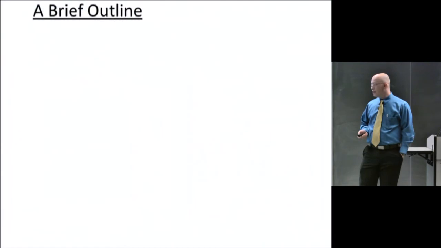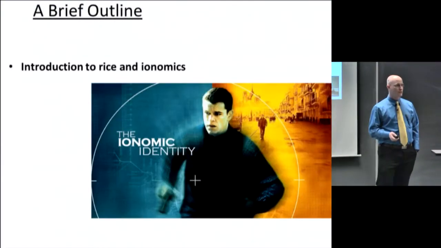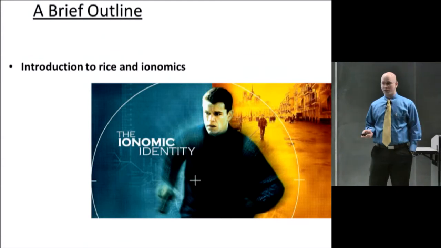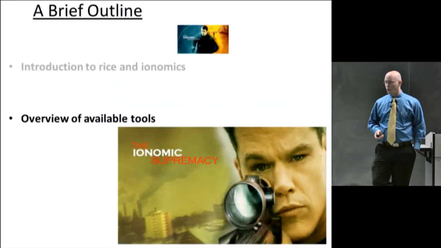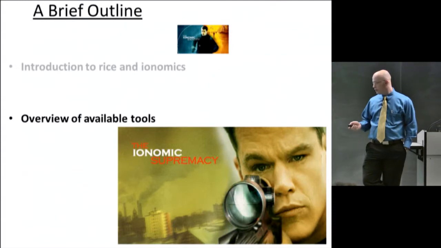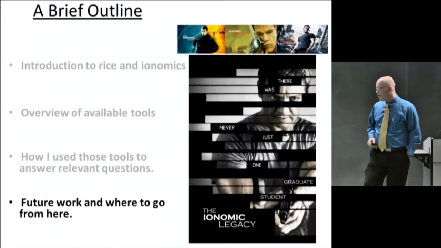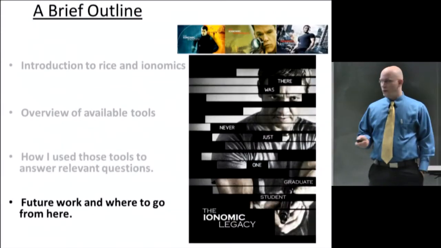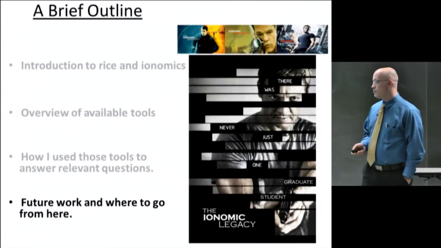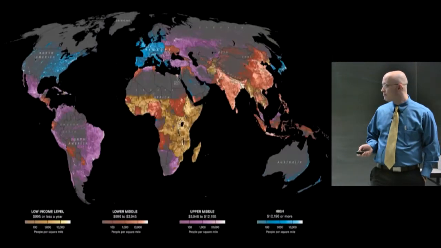So to start out, we'll have a brief outline, which will include an introduction to rice and an introduction to Ionomics. We will go over some available tools that I've had access to over the course of my time at Cornell. And we're going to talk a little bit about how I've been able to use those tools in order to answer relevant questions. And if we have time, which we probably won't, we'll talk some about the future work and where we want to go and some of the things that we can do with the analysis that we've done.